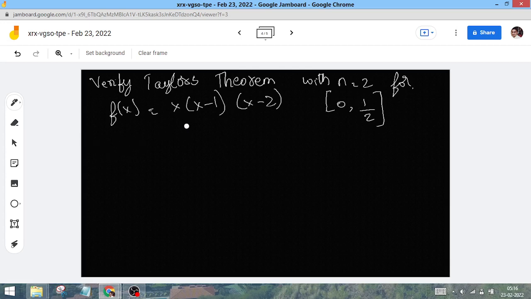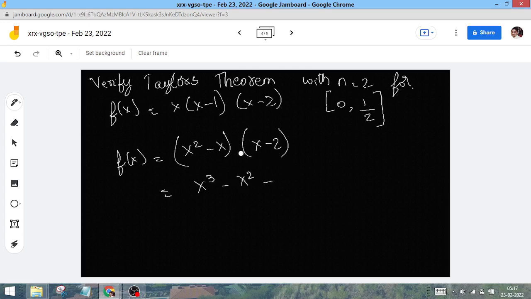So let us try to expand this particular equation so that we'll get to know what exactly it is. So how do we expand? x into x minus 1 is x square minus x, brackets, and x minus 2. Expanding even further, we get x cube minus x square minus 2x square plus 2x. Let's simplify it further. We get x cube minus 3x square plus 2x. So we get f of x equals x cube minus 3x square plus 2x.